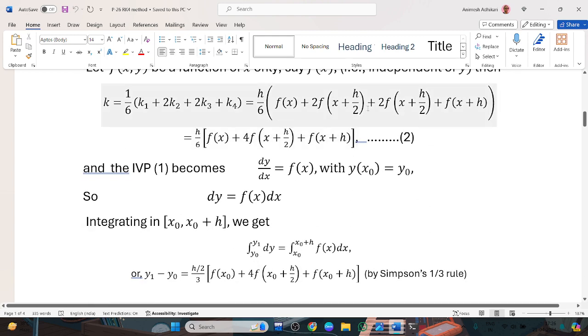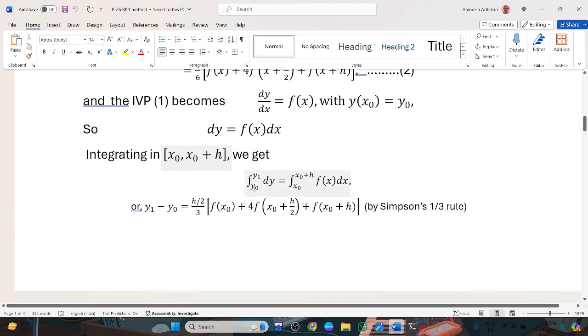We say this, and so we get k equal to h by 6 into f of x plus 4 f of x plus h by 2 plus f of x plus h. And for the initial value problem, the given problem dy/dx equal to f(x) with the condition y(x0) equal to y0. So dy equal to f(x) dx, and integrating this over the range x0 to x1, that is x1 is x0 plus h, we get the integration of y from y0 to y1 of dy equal to the integration from x0 to x0 plus h of f(x) dx.